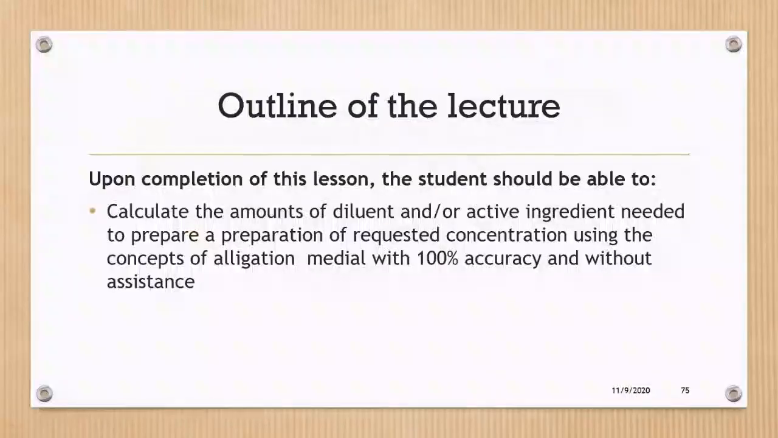So, the outline of this lecture is that at the end of the lecture, participants should be able to calculate amounts of diluent and/or active ingredients needed to prepare a preparation of requested concentration using the concepts of alligation medial with 100% accuracy and without assistance. So we are hoping that is what we are going to achieve today.